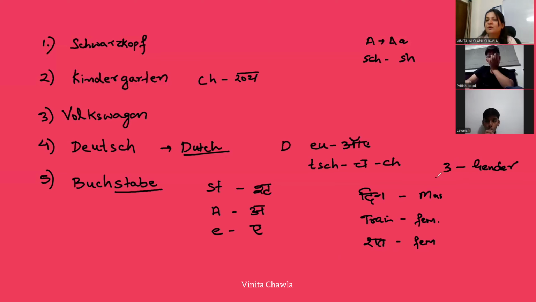We have 3 genders in the German language. For masculine, we write D-E-R, der. This is pronounced as der. R has a sound of a here. If R comes at the end, then it is pronounced as a. If it comes in the middle, then it is R.